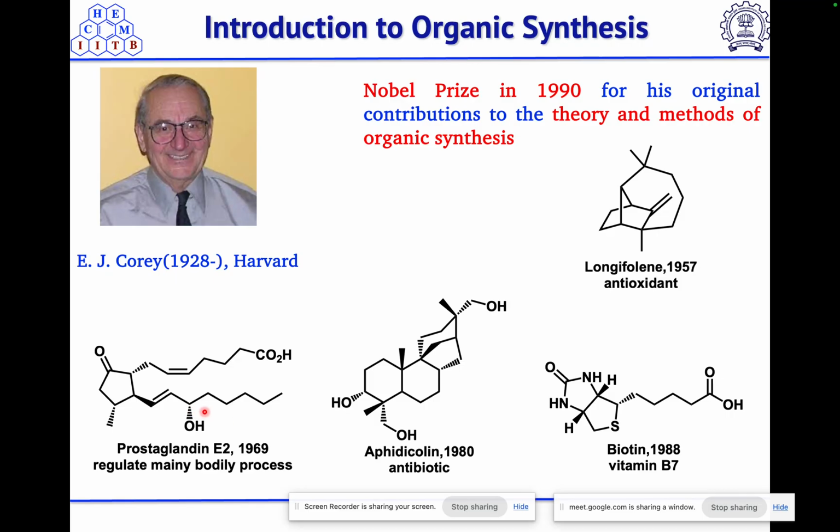The synthesis of this molecule is really challenging, and he has synthesized it. He published the synthesis of this prostaglandin E2 in 1969. And you can see what the biological activity is: it can regulate many bodily processes. Also if you see this molecule, this is another molecule called epidolin. And yeah, coming back.